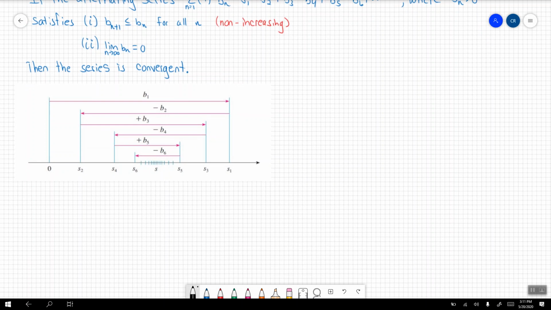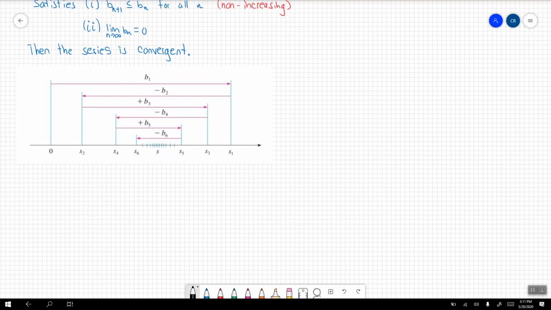Now, we're going to work on some examples to help us understand this a little bit more. All right, so here we go. We're going to work on these examples, and this is going to say test the series for convergence or divergence.